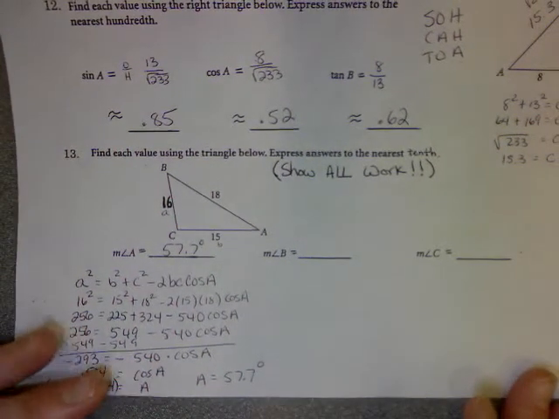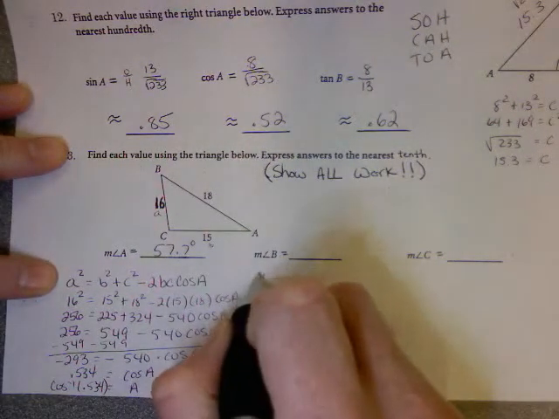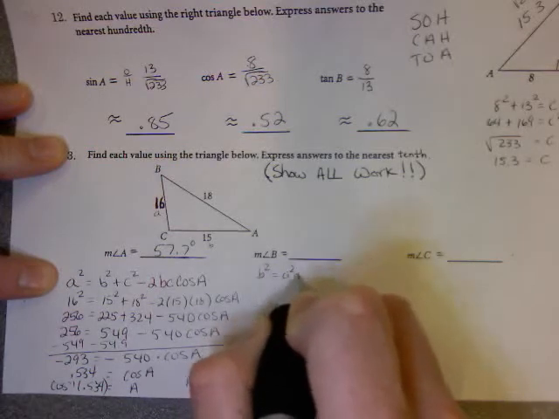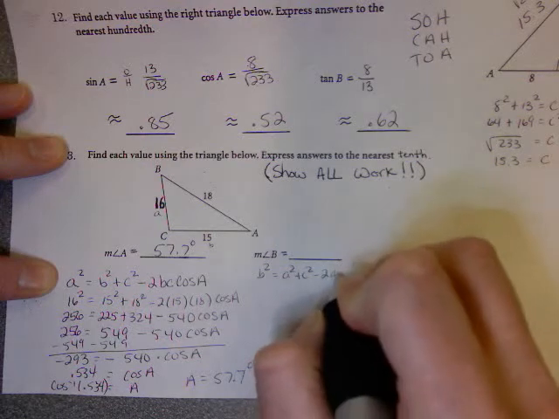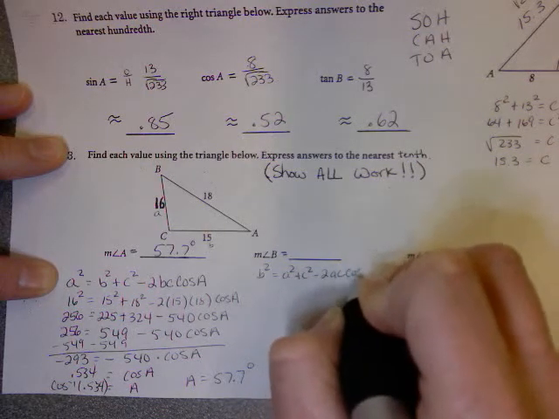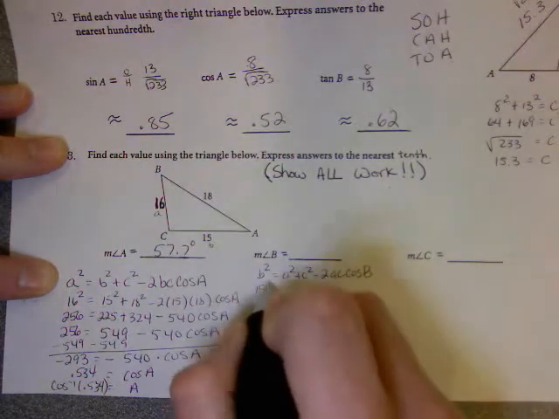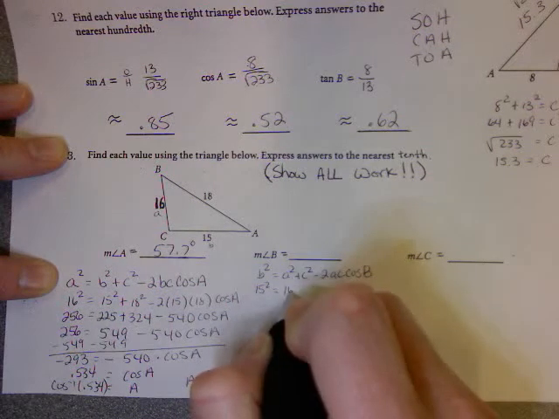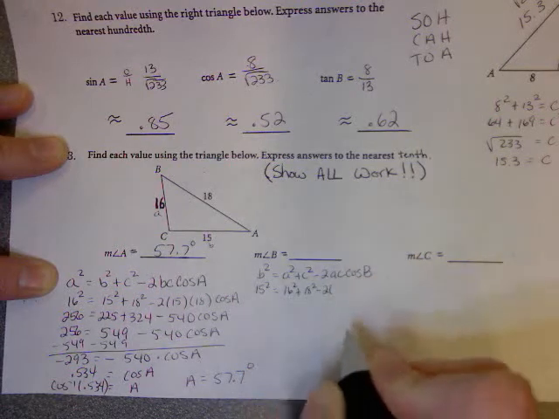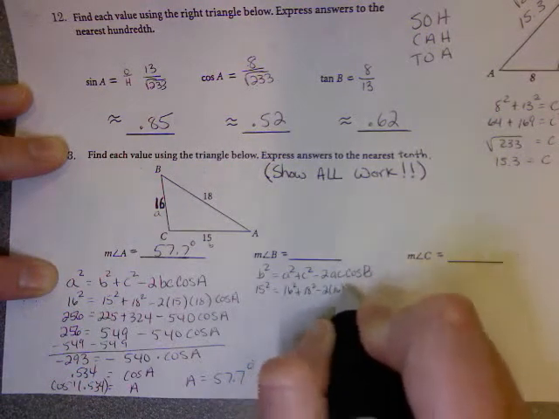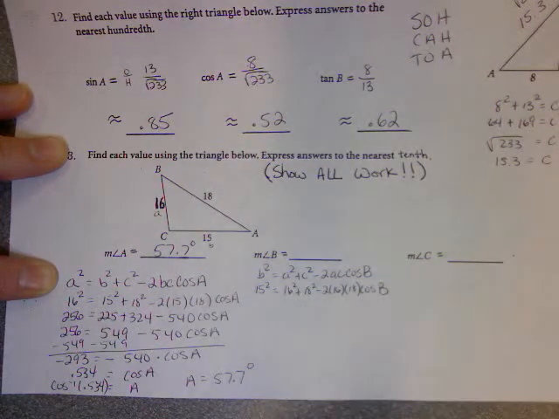Now, measure of angle B. We're again going to use the law of cosines. So this time we'll use b squared equals a squared plus c squared minus 2ac times the cosine of angle B. So this is 15 squared equals 16 squared plus 18 squared minus 2 times a, which is 16, times c, which is 18, times the cosine of angle B.